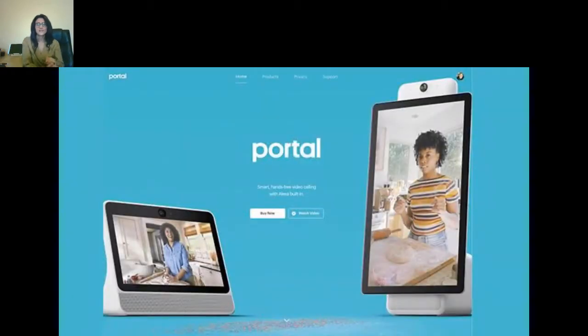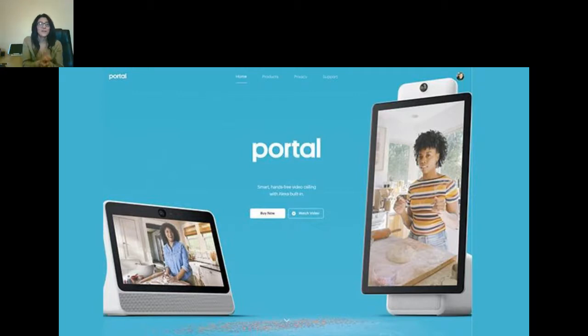Have you heard of Portal? It's a device. Anybody heard of Portal? Are you seeing any smiley faces there? No smiley faces. No hands. Okay, so let's move on. I don't have the logo here, but who's heard of Facebook? Okay, so I can see some responses coming there.